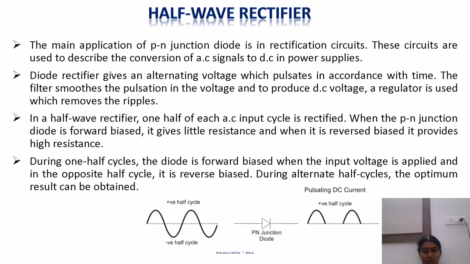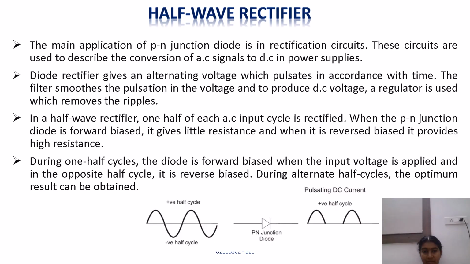So first we are going to see the half wave rectifier. A half wave rectifier consists of only one PN diode. These circuits are used to describe the conversion of AC signals into DC in power supplies. So the diode rectifier gives an alternating voltage which pulsates in accordance with time. Here the filter is used for smoothing the pulsation in the voltage and to produce pure DC voltage. And a regulator is used which removes the ripples.